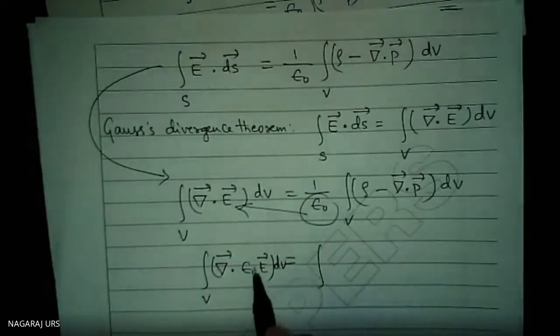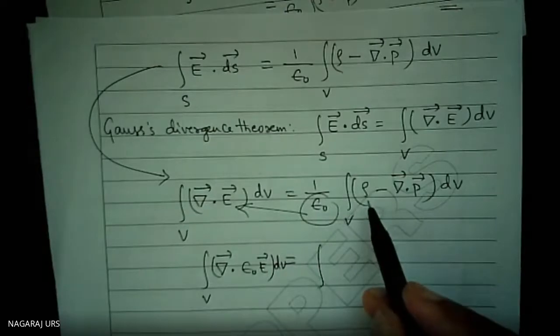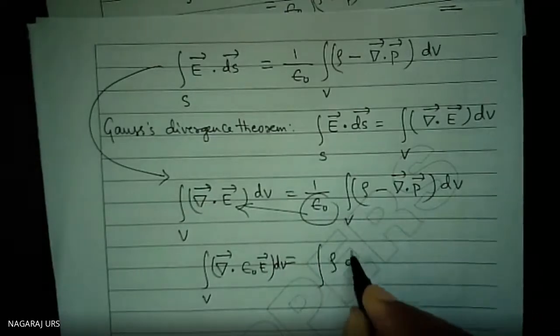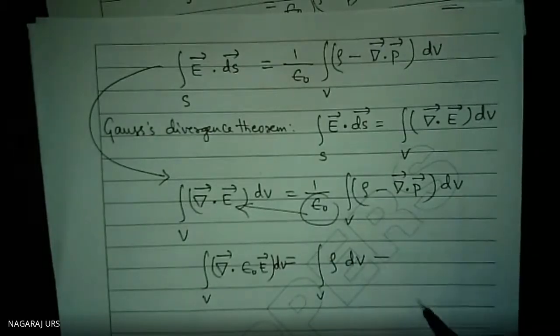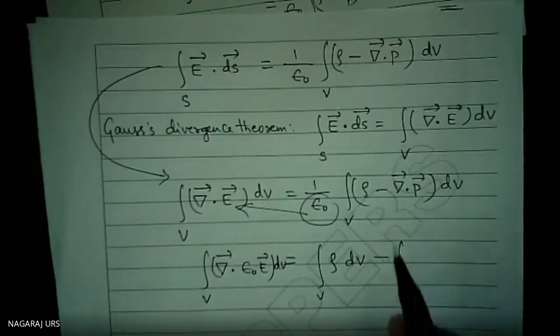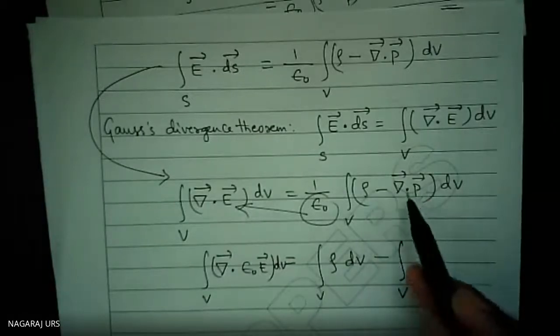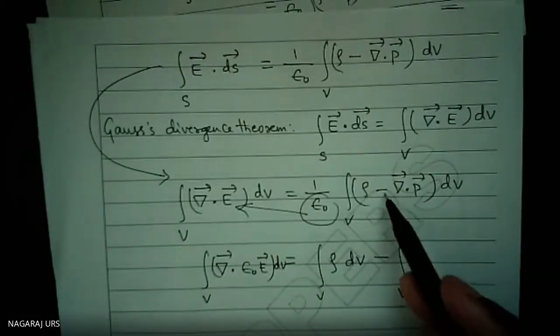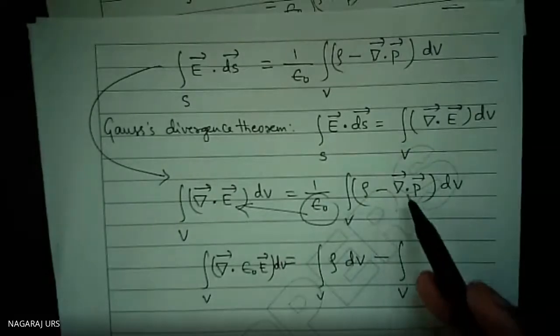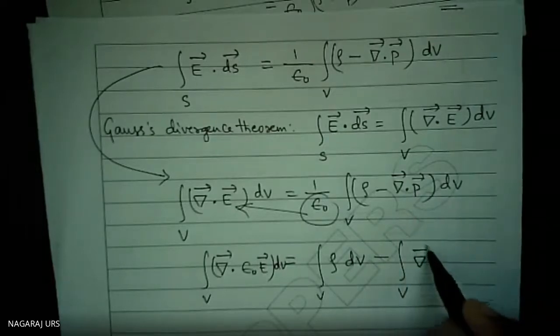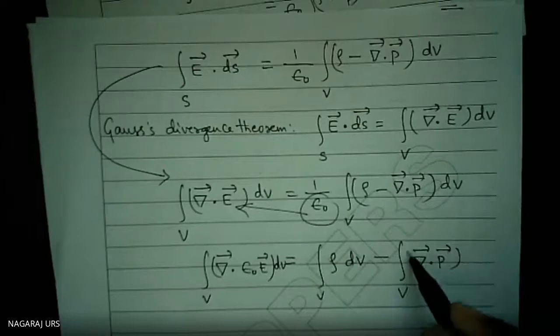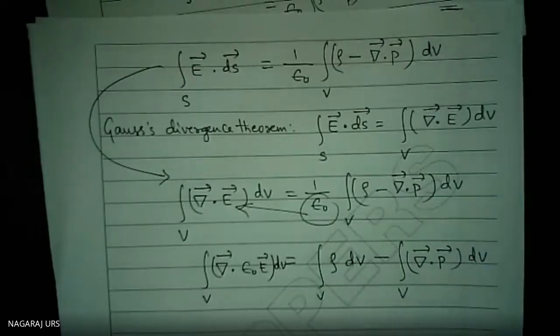So what you are going to get? Epsilon naught into E is equal to the integration of rho into dV over volume, minus the integration over volume of del dot P dV. Just this particular one you split into two expressions, nothing else. Easy. Only thing is you have to practice at home.